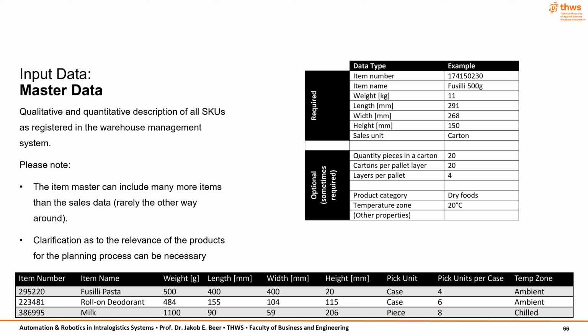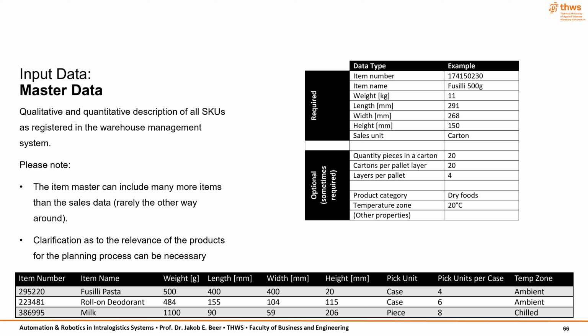It's important to note that the item master often includes far more SKUs than what we observe in the sales data. In fact, it is common to find a large number of discontinued or slow-moving items still registered in the system. This mismatch can lead to misinterpretation of the data.